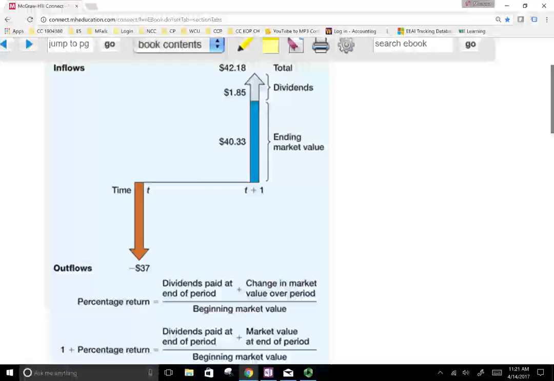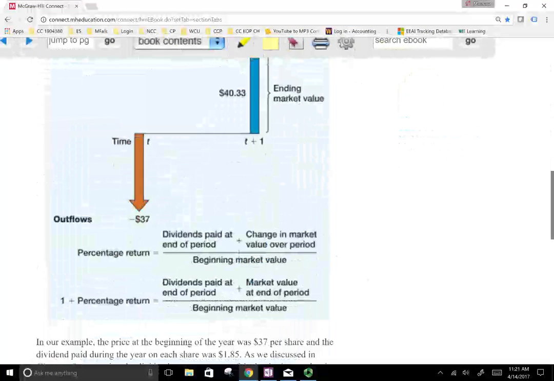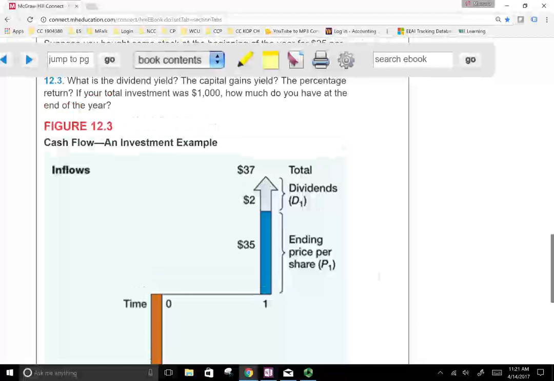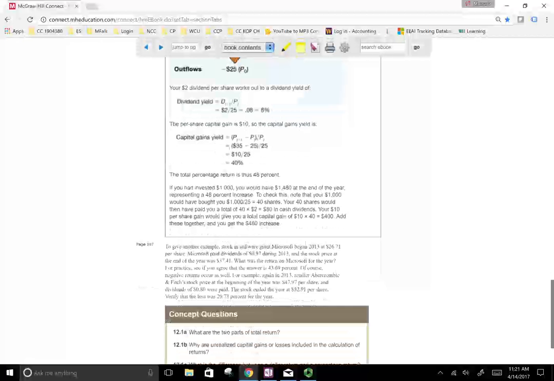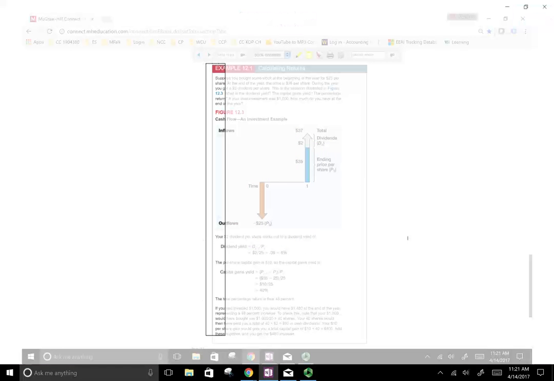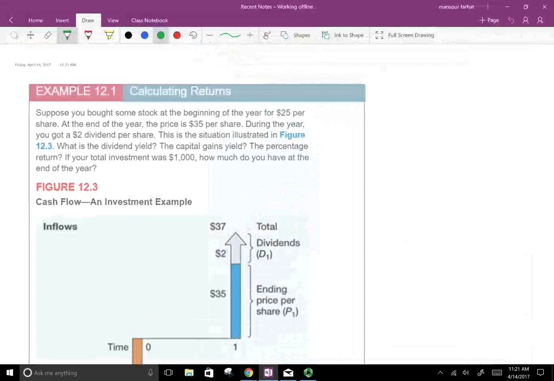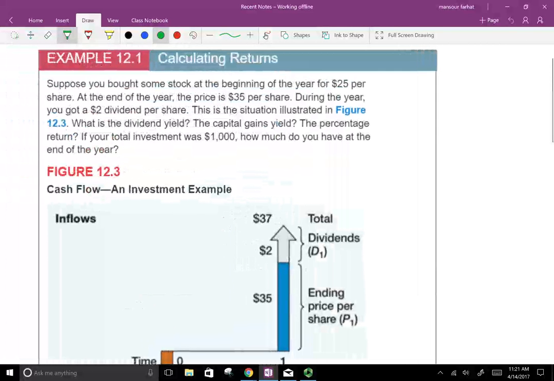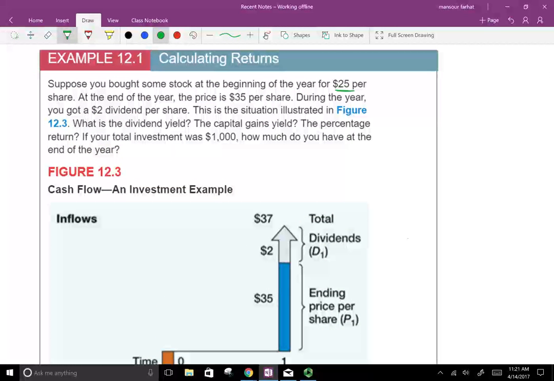dollar return and percentage return. Maybe let's work an example. There's an example here we can work. So this way you see, just to consolidate this. Okay, so let's work an example just to consolidate what we just talked about. Suppose you bought some stock at the beginning of the year for $25. At the end of the year, the stock is $35. And during the year, it paid $2 in dividend.